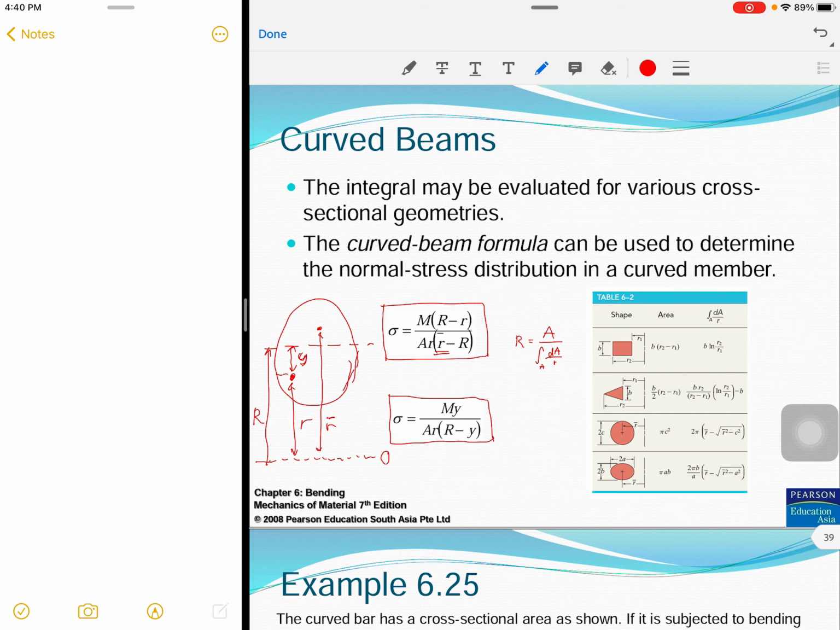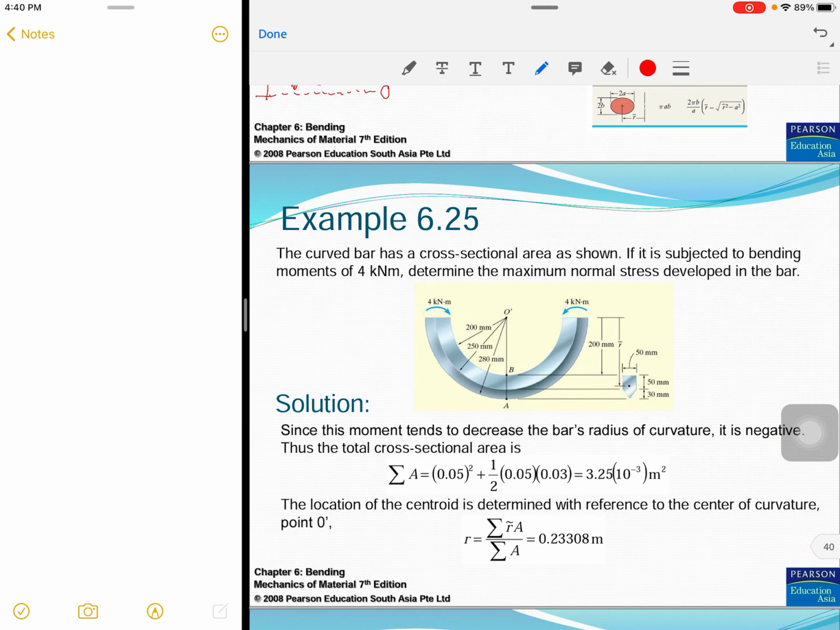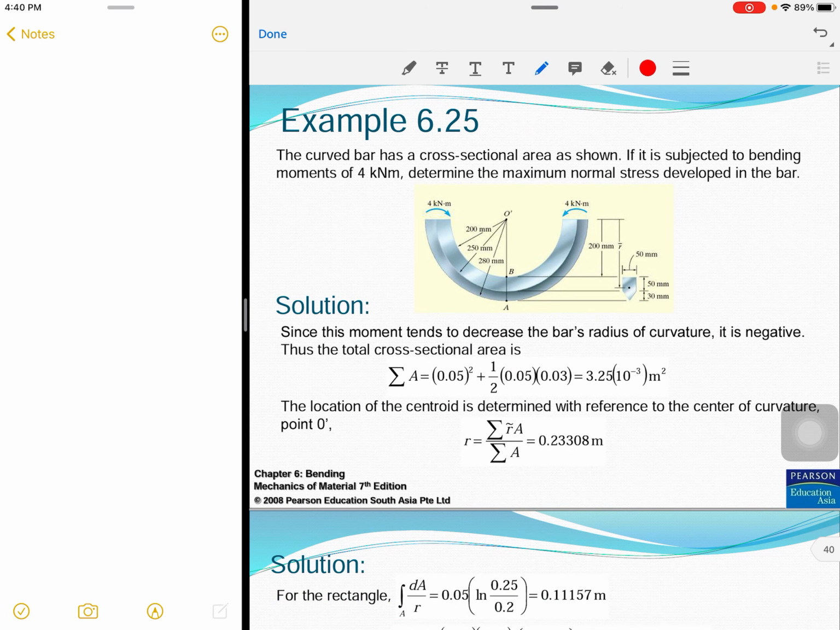Okay. So we go to example 6.35 to try to understand how to solve this problem. The curved bar has a cross-section area as shown. So this is the cross-section area.